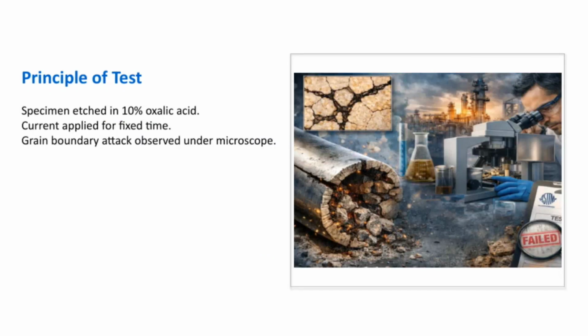Let's walk through the principle of this test. First, the specimen is etched in a 10% oxalic acid solution. This etching process helps reveal the microstructure clearly. Then, we apply an electric current for a fixed period of time. The purpose of this is to encourage the corrosion process at specific sites. Under the microscope, we observe the grain boundary attack, which indicates how the material responds at the microscopic level. This method is useful for understanding the material's corrosion resistance, especially at the grain boundaries, which are often more vulnerable. It ties back to our overall theme of evaluating material performance and integrity in different environments.